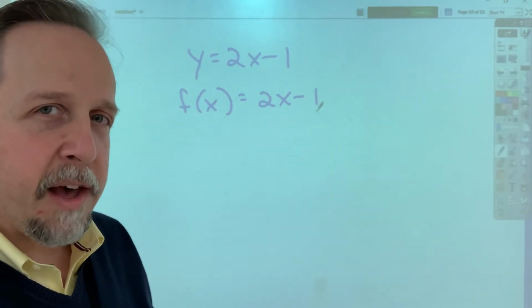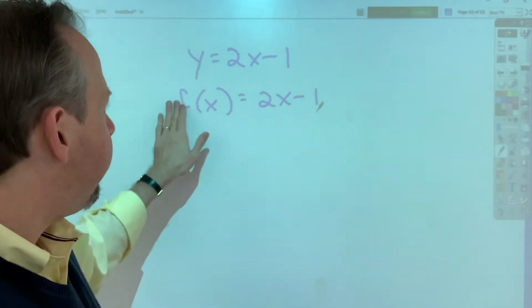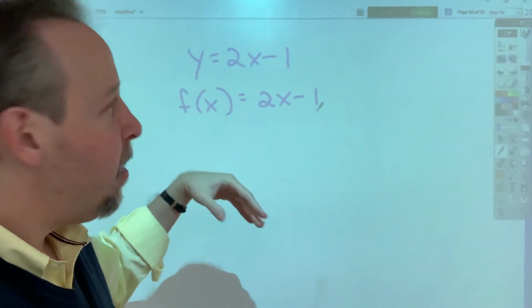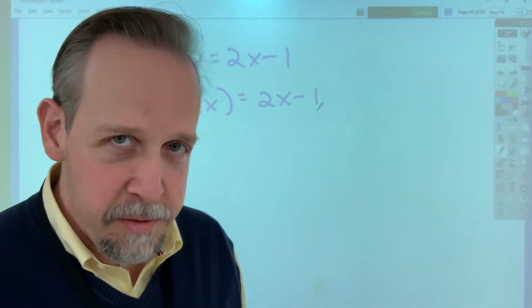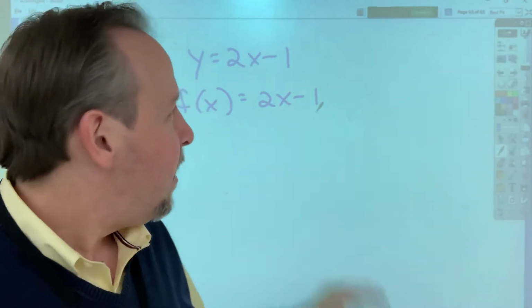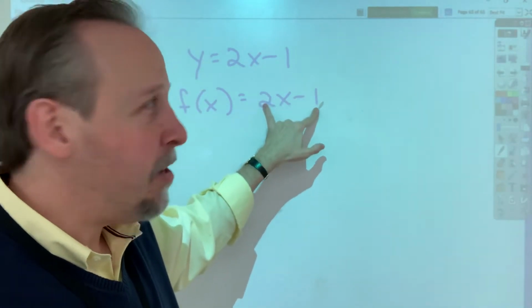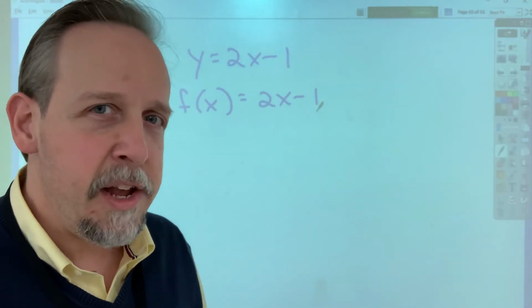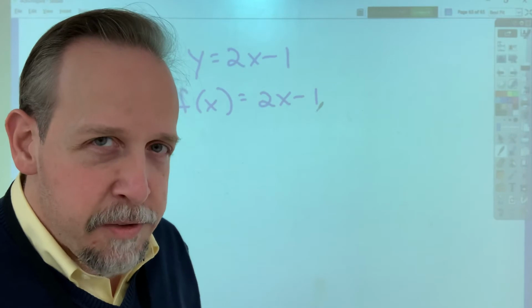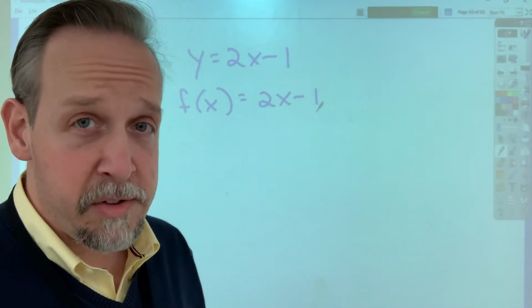F of x, that's how it's pronounced. F, which is the function's name, of, because it's in parentheses, x. What it tells you is when the function gets an input, x, it does this to it. It doubles it and then subtracts 1. The f doesn't have to be an f. It could be a g, an h, any other letter. It just stands for the function that we're discussing.